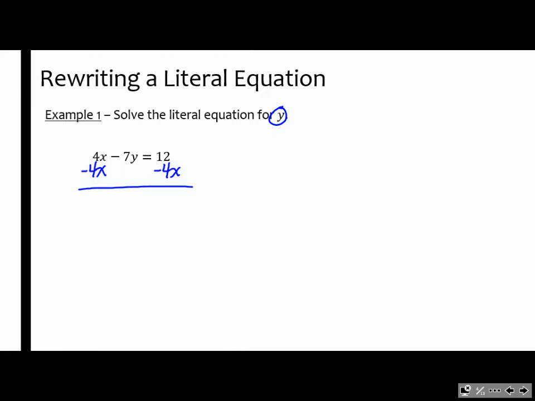By subtracting 4x from both sides, I will have negative 7y equals. I could write this in two ways. I could write this as 12 subtract 4x or negative 4x add 12. I'm going to go with negative 4x plus 12 because that's slope-intercept form, and I'm very partial to slope-intercept form. So our y term is isolated, but the y variable has not been isolated yet. I'm going to get rid of the coefficient negative 7 through division, and I'll apply the division property of equality.